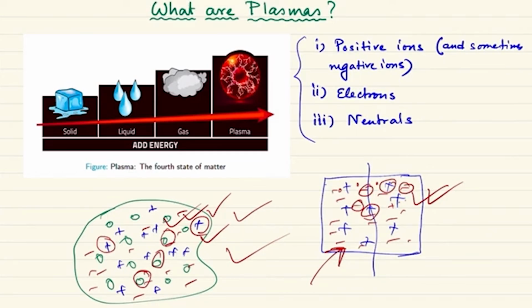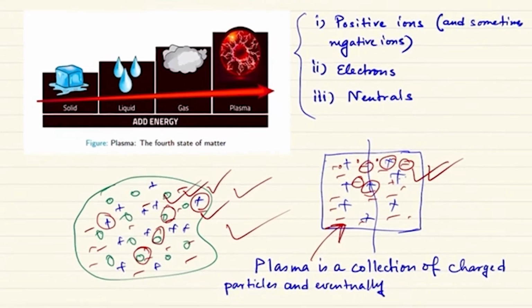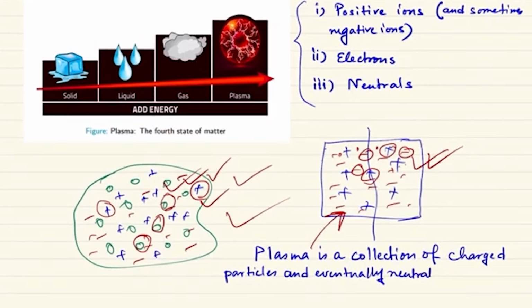So a plasma is a collection of charged particles and eventually neutral particles which move in the system, right?